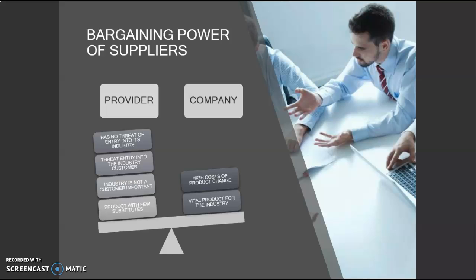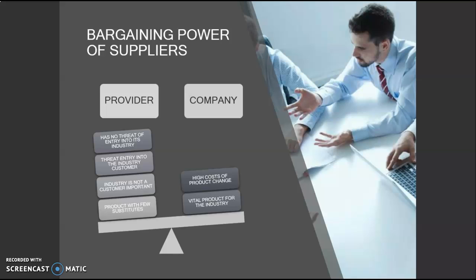Their profitability is not significantly affected by the purchases of companies in a particular industry. That is, when the industry is not a major customer for them. Another example is when companies in an industry would experience significant costs if they decided to switch to another supplier because the products offered by one of them are unique or different. In such cases, the company depends on a particular supplier and cannot encourage suppliers to compete against each other to reduce the price.